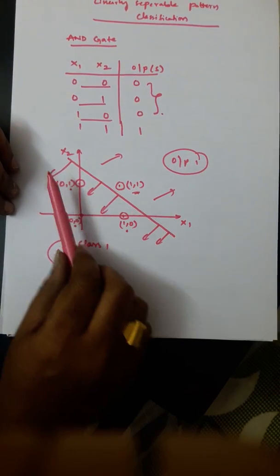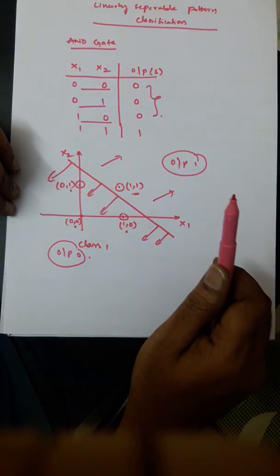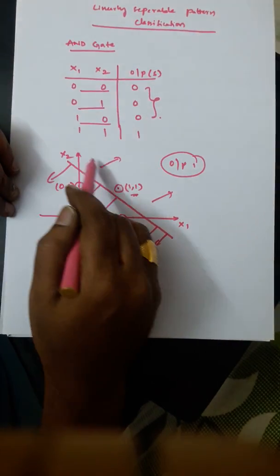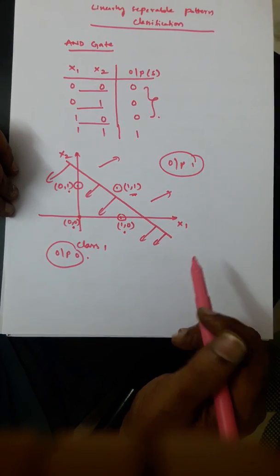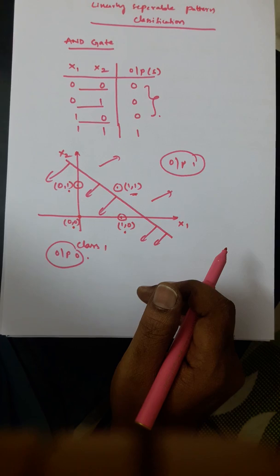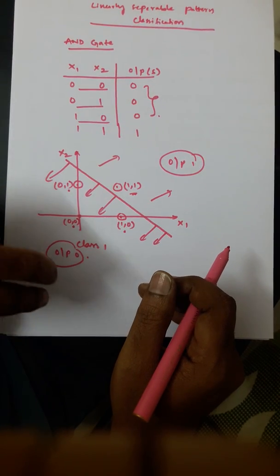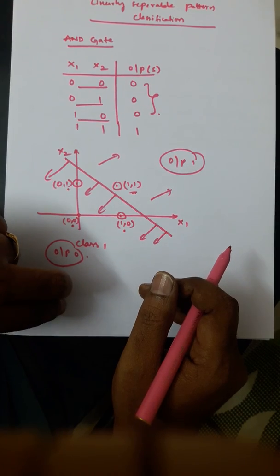You can understand that. Linearly separable pattern classification. This is the entire pattern 0 0, 0 1, 1 0, 1 1. I have divided this into two classes by a single line, which you call linearly separable pattern classification. I hope you have recollected this.